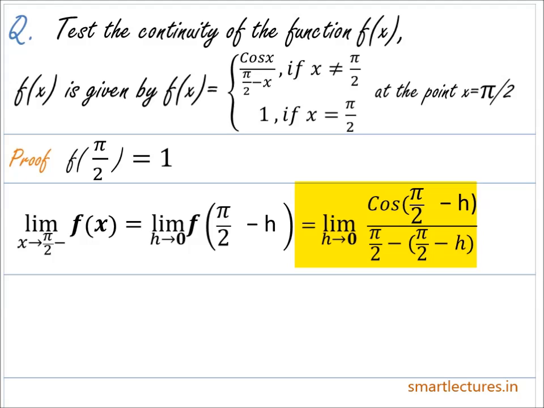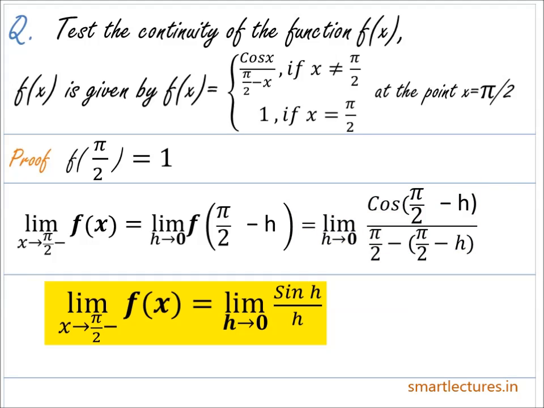Now cos(π/2 − h) is equal to sin h. So now this limit becomes the limit as h approaches 0 of sin h upon h, and in the previous classes you have already learned that the limit as h approaches 0 of sin h upon h is equal to 1. So which means here the left hand limit is equal to 1.